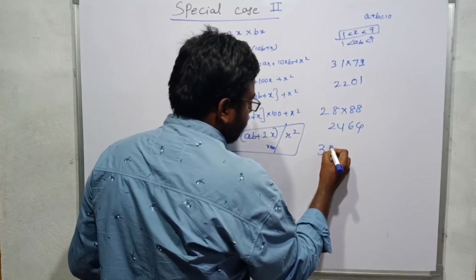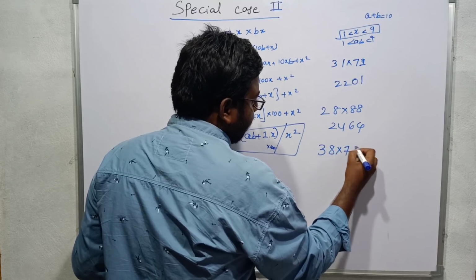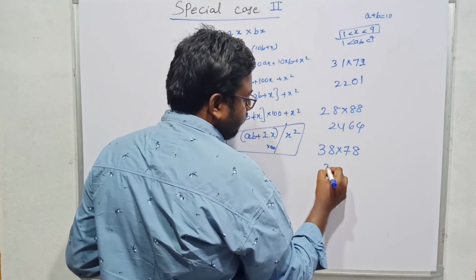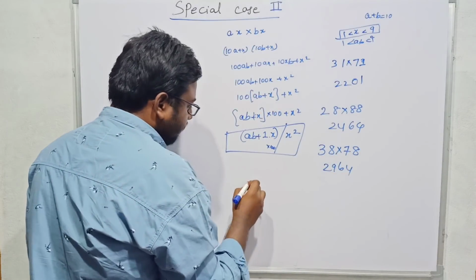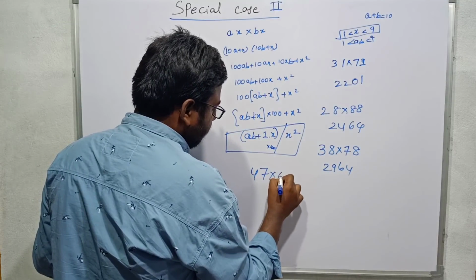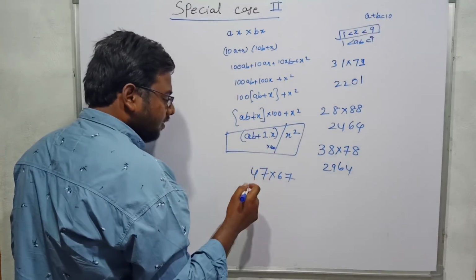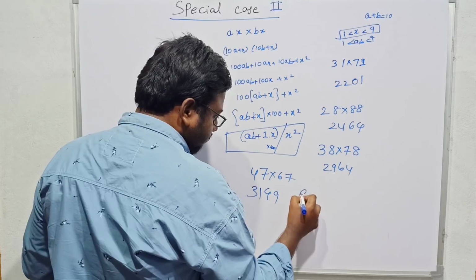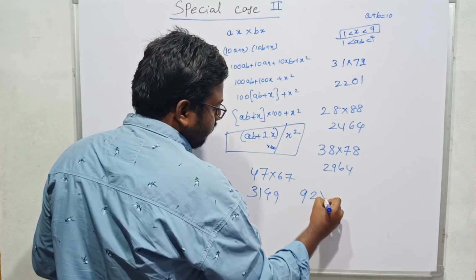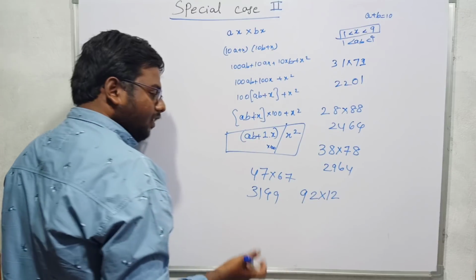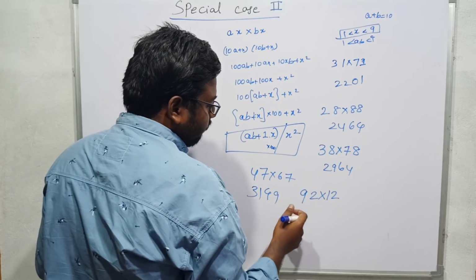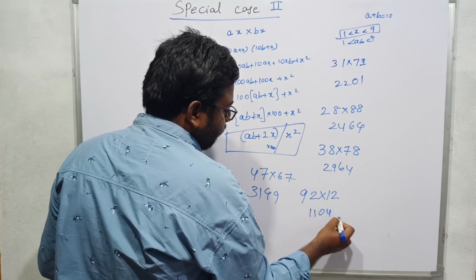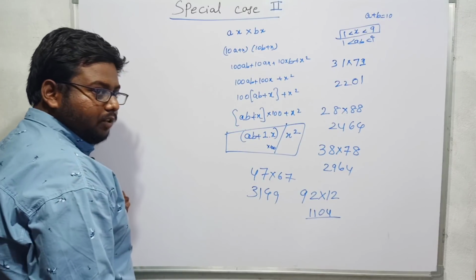For example, 38 into 78. The similar one: 3 8s are 24, 3 7s are 21 plus 8, this is 29, 64. For example, 47 into 67: 4 6s are 24 plus 7, 31, 49. For example, 92 into 12. 9 plus 1 is 10, and 2 and 2 are there. So what we will get: 9 1s are 9 plus 2, 11, and 2 2s are 4, 04. We will write 04 because it is strictly a 2 digit number.